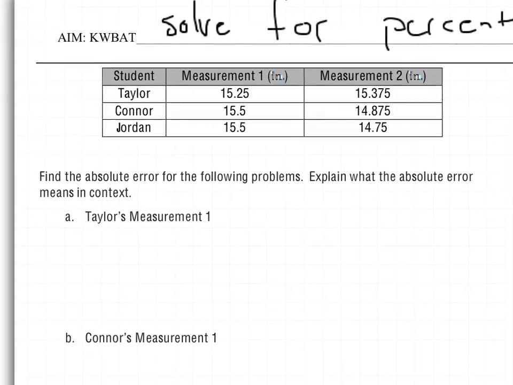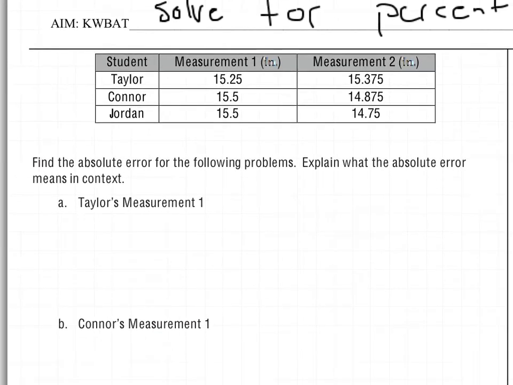So right now we're going to talk about absolute error in terms of looking at a monitor screen and somebody who has measured the monitor screen. Imagine the situation that you pull a new monitor out of a box. The box says that it is 15 inches diagonally. Three different students, Taylor, Connor, and Jordan, step up and make a measurement of the monitor, and each of them measures it twice.